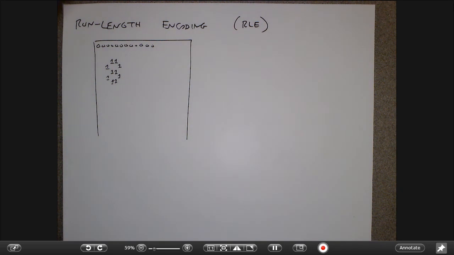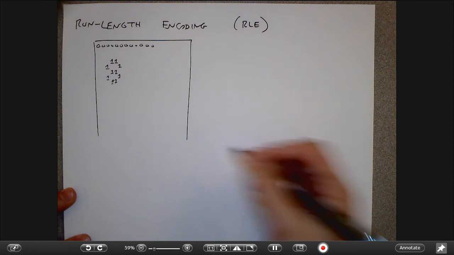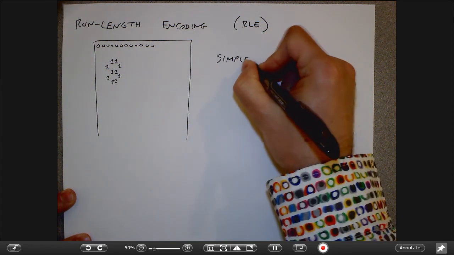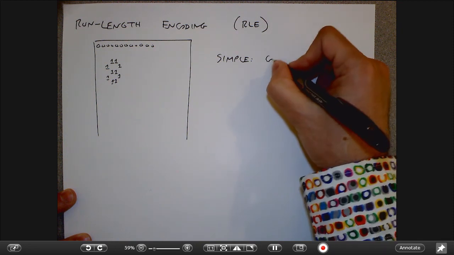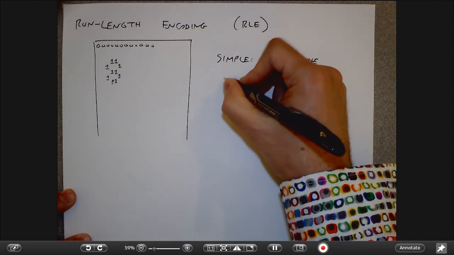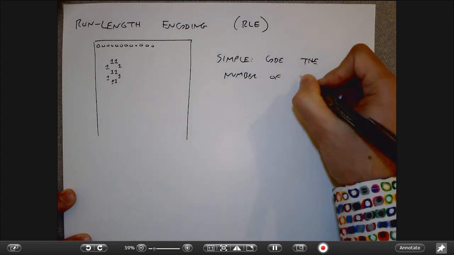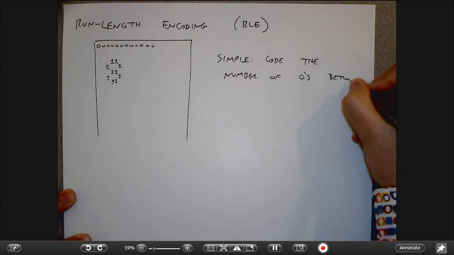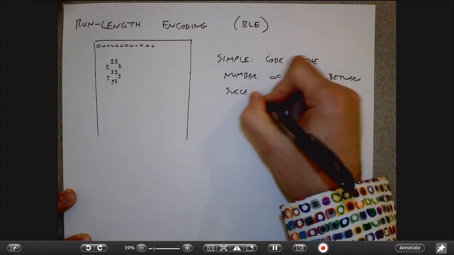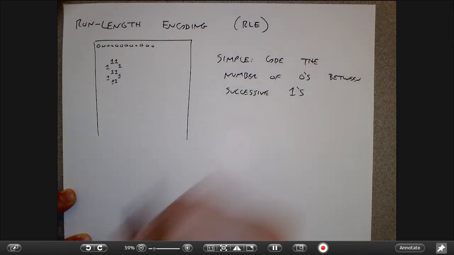And so the idea is, well, why don't I just tell you, instead of coding every one of these zeros independently, how many zeros there are before the next one, right? And then I tell you how many ones there are until the next 0, right? So the idea is I'm telling you about the lengths of blocks of things instead of trying to encode every symbol independently. So the idea is very simple. And there are a couple of variations, but I can code the number of zeros between successive ones.